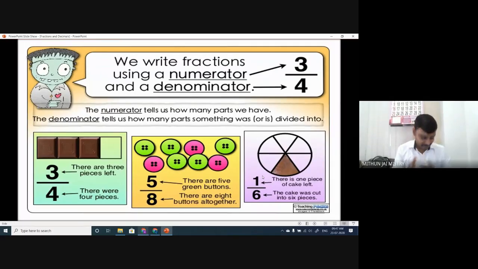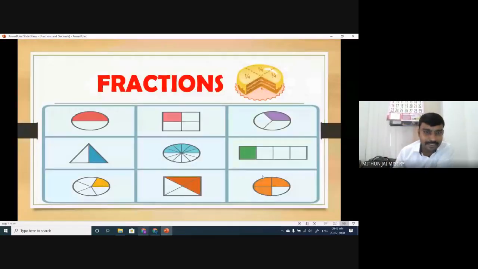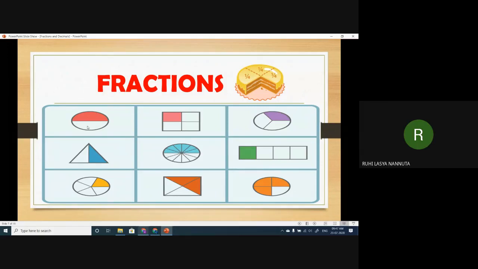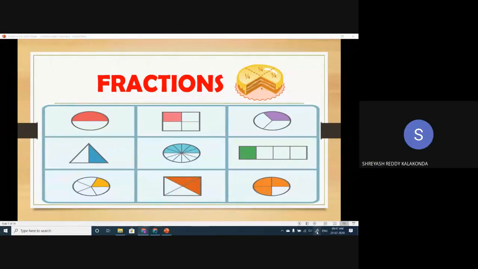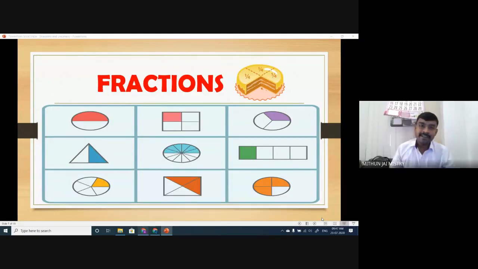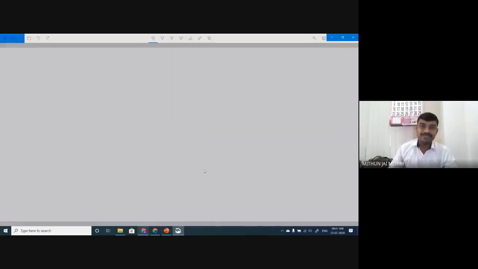Okay. Now this is a task for you, and it's an open question. The first one is a circle. So the circle is divided into how many parts? 2 parts. Very good. In those 2 parts, how many parts are shaded? 1 part is shaded. Excellent, 1 by 2.